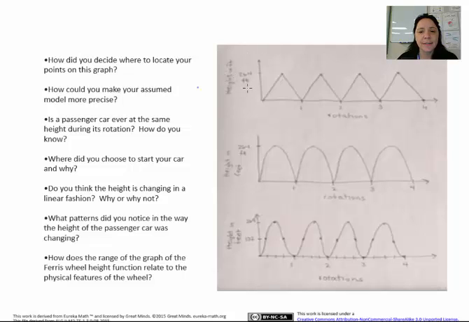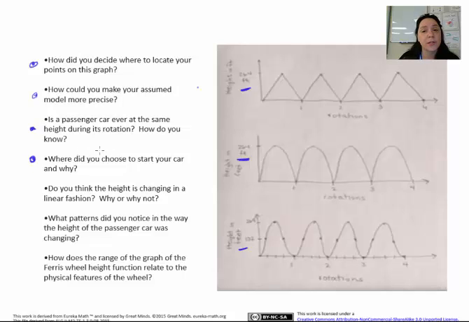Here are some of the different types of graphs that students drew. Some drew straight lines up and down, considering the position of the car as it moved. Others drew semi-ovals across, and some drew functions that were more smooth curves. Students were asked to consider how they decided where to locate their points on the graph, how they could have made their assumed model more precise, whether a passenger car is ever at the same height during its rotation, and how do you know?